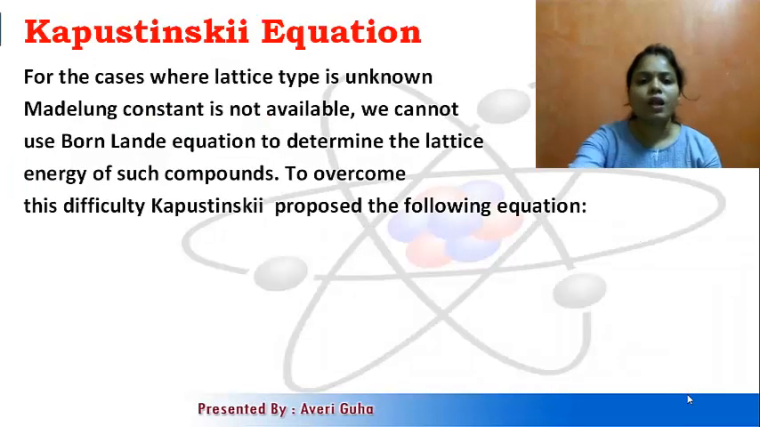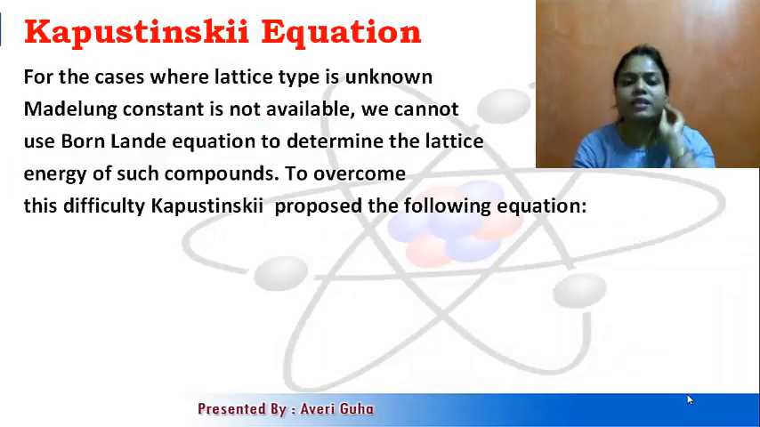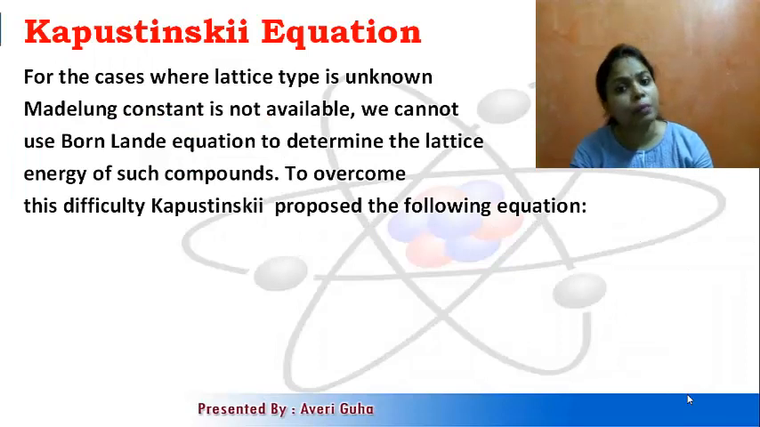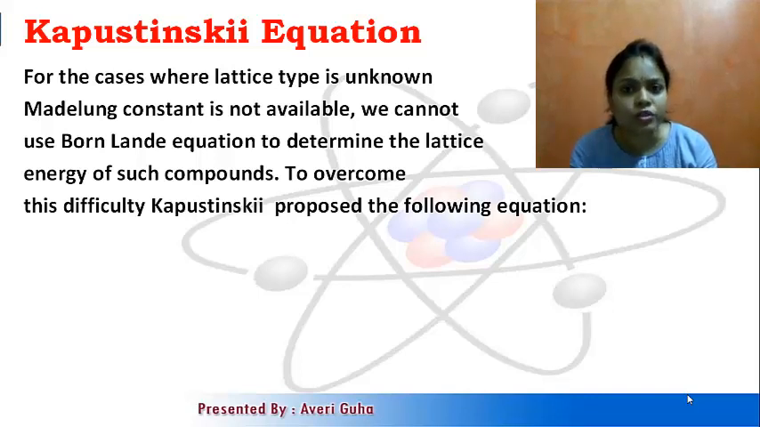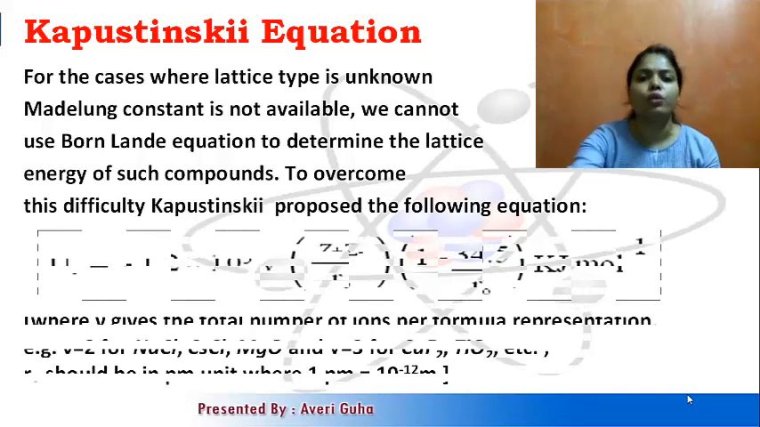Now see, there are some cases where the lattice type is unknown. Obviously, if the lattice type is unknown, we don't have any idea about the Madelung constant, because it is a characteristic property of the lattice structure. Then what to do? We cannot use the Born-Landé equation to calculate the lattice energy. At that time, to overcome this difficulty, Kapustinskii proposed the following equation.